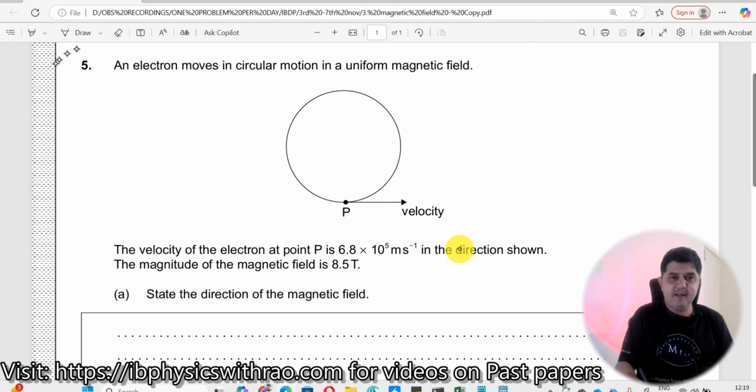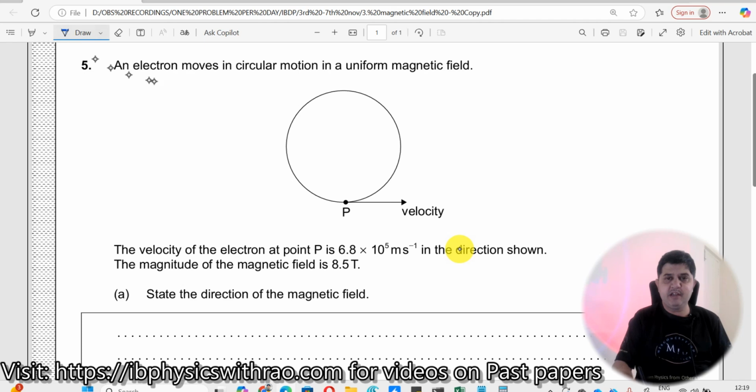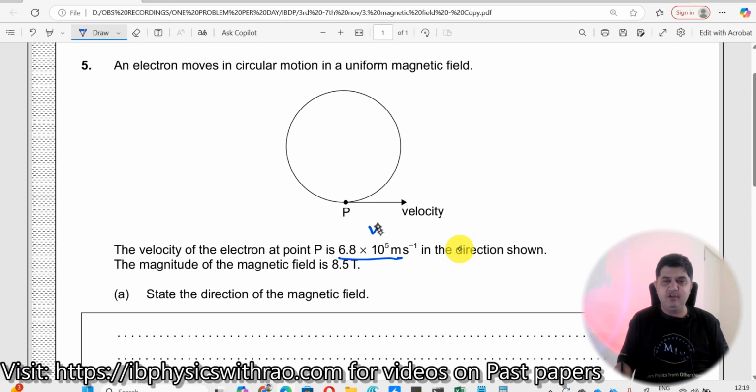Question number 3. An electron moves in a circular orbit in a uniform magnetic field. The direction of the field is not shown, but the velocity vector is shown. The velocity of the electron at point B is 6.8 × 10^5 meters per second, with the direction shown. The magnitude of the magnetic field is 8.5 Tesla, which is also given.